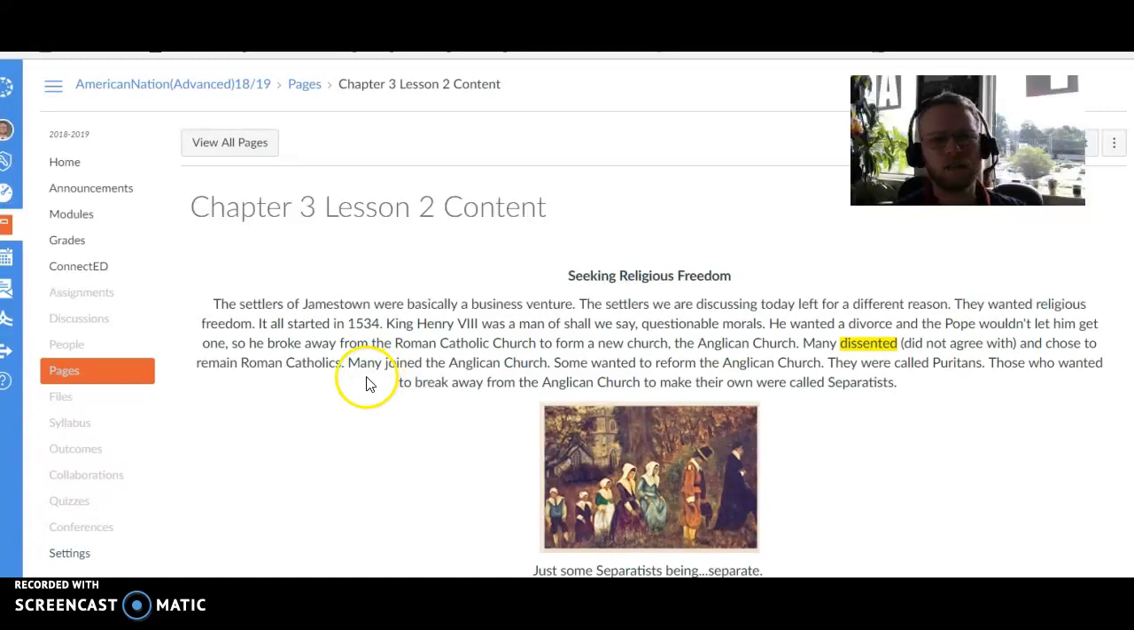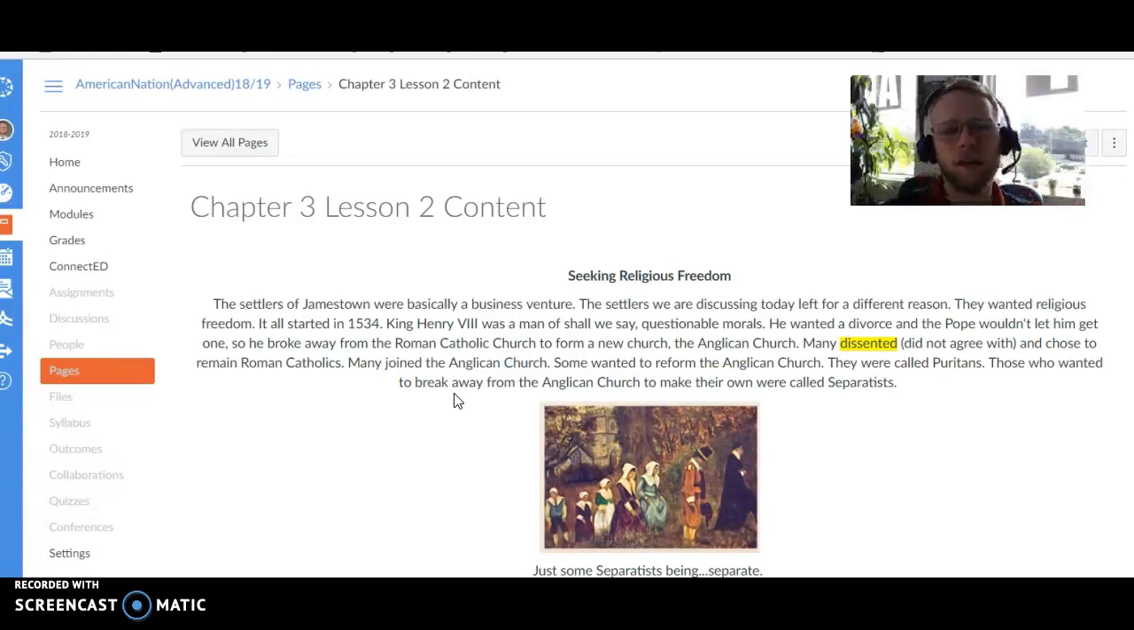The settlers of Jamestown, like I said, it was basically a business venture. The settlers that we're going to talk about today left their homeland for a different reason. They wanted religious freedom. And that all kind of started off from an event that stemmed from 1534.